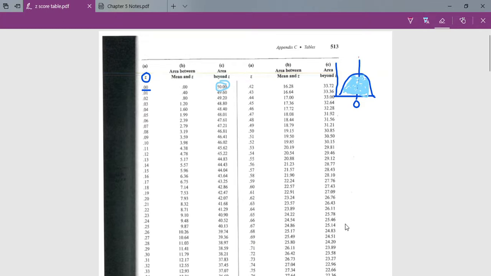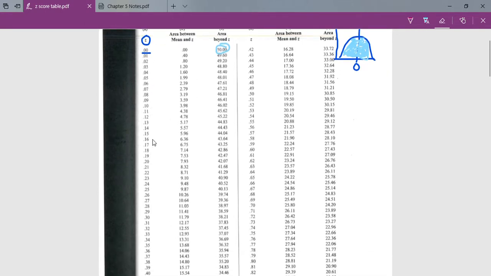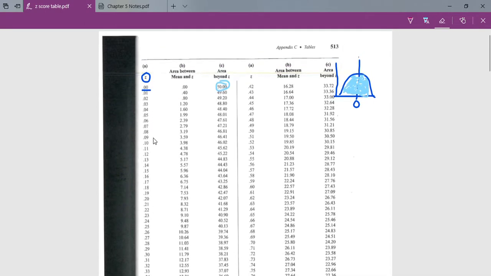Okay, this is another quick video on using the Z table. In the previous video, we discussed the basics of the Z distribution and using the Z table. This video is just to give us some more practice and to use a more applied problem.